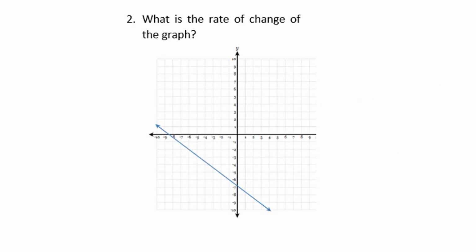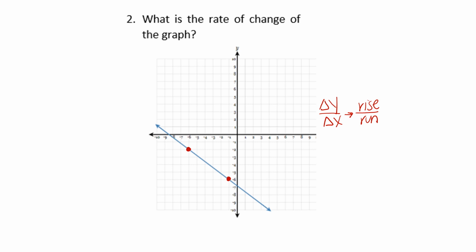For number 2, the question asks what is the rate of change of the graph. So again, we're going to pick out 2 points that we can read clearly. It can be any 2 points on the graph. They should all give us the same answer. I'm going to pick this point here at -6, and I'm also going to pick the point here at -1. Remember, when we write our fraction, we write it as a change in y over the change in x, also called the rise over run.